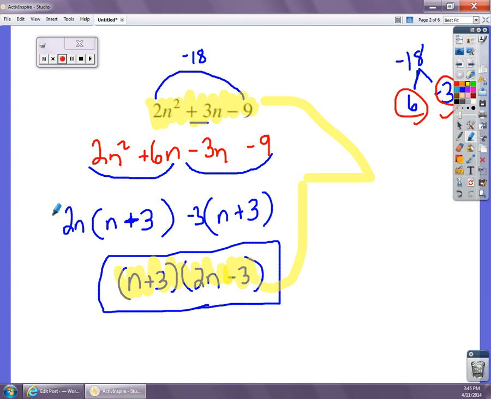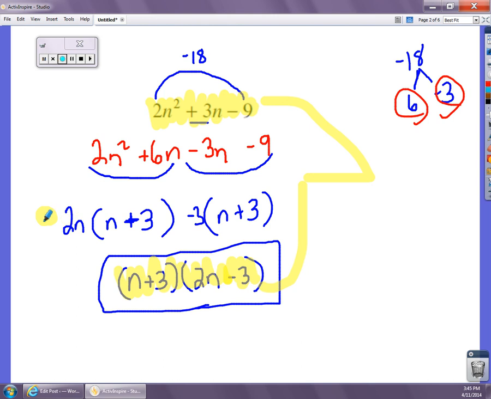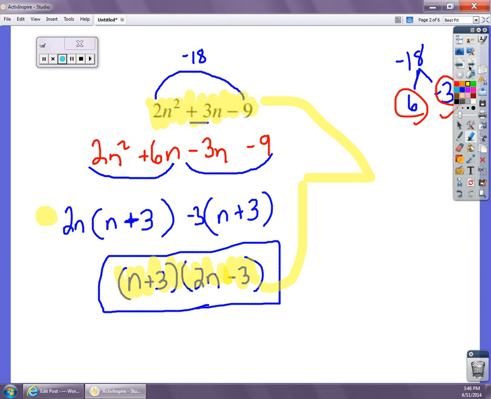Now, if you're having trouble with this part right here, there's a video on Westland Math that says factoring using the GCF. That's what we've done before. You can watch that video as well.